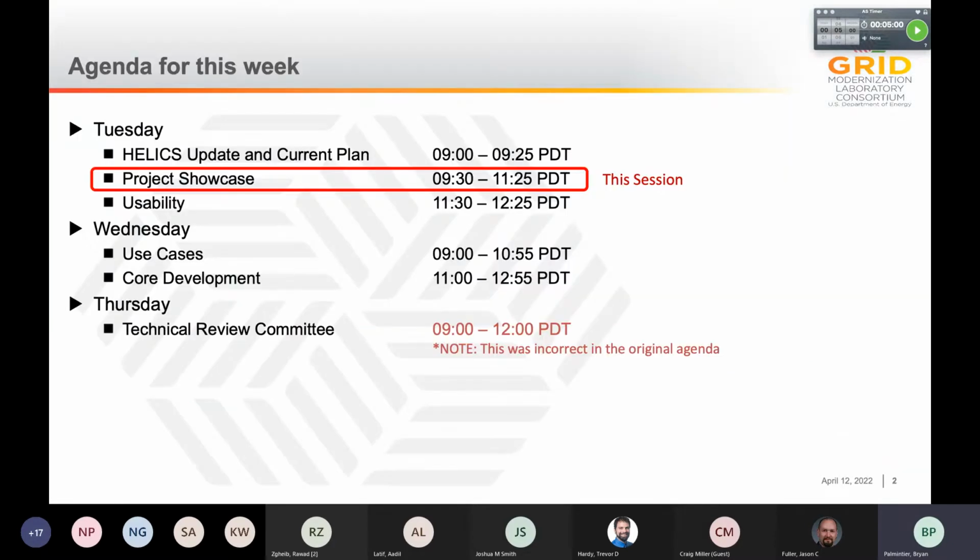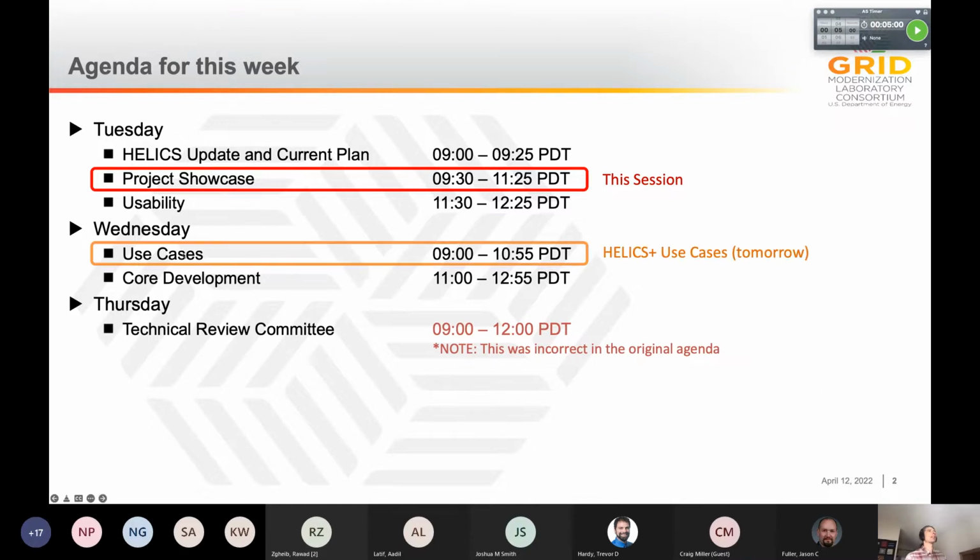Just to highlight in the agenda, you saw this from Jason just a half hour ago, but some people may be just joining now. We're in this project showcase, and I know there might have been a little bit of confusion between the project showcase and the upcoming use case session. That one is tomorrow, and that's going to focus on the use cases within the Helix Plus project. You saw Jason have a quick list of those as part of his presentation.